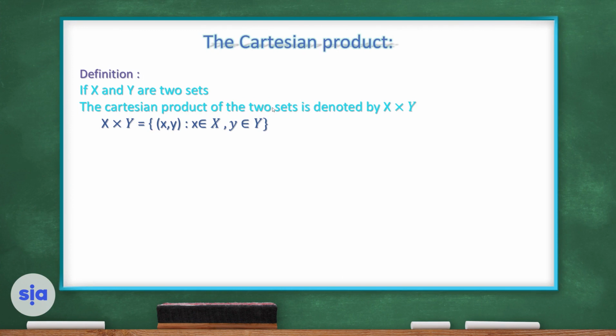Today our lesson will be talking about the Cartesian product. Let's start with the definition of the Cartesian product. If x and y are two sets, the Cartesian product of the two sets is denoted by x times y.